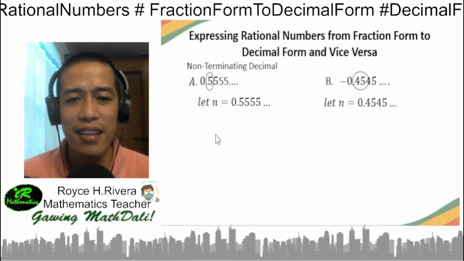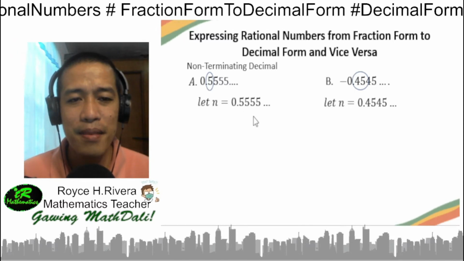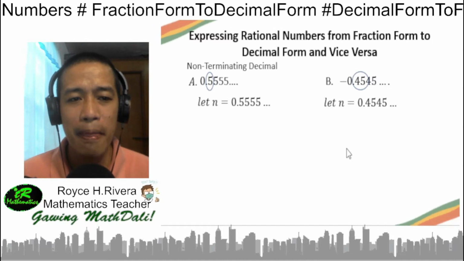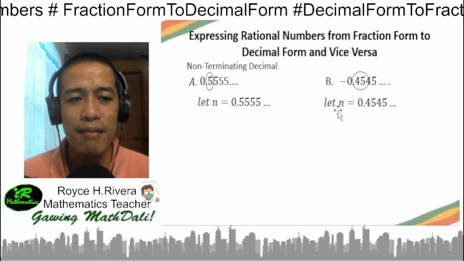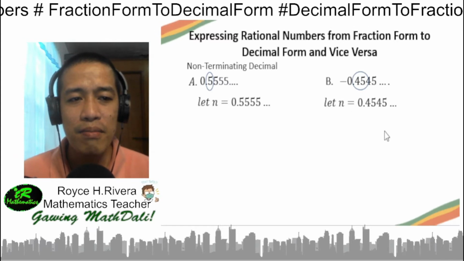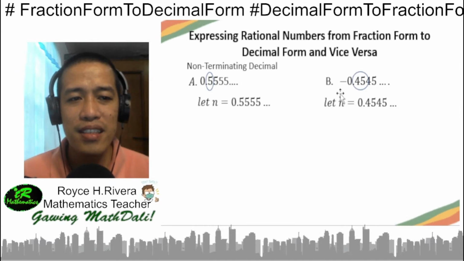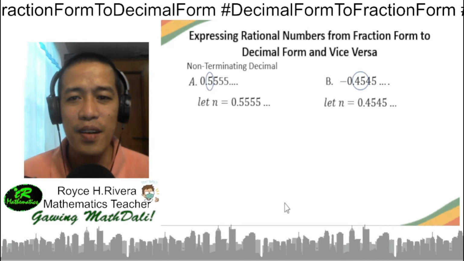Next, we'll let the variable n be the non-terminating decimal. For letter A, n = 0.5555. For letter B, let n be equal to 0.4545. For now, we will disregard the negative sign. Now, let us continue.